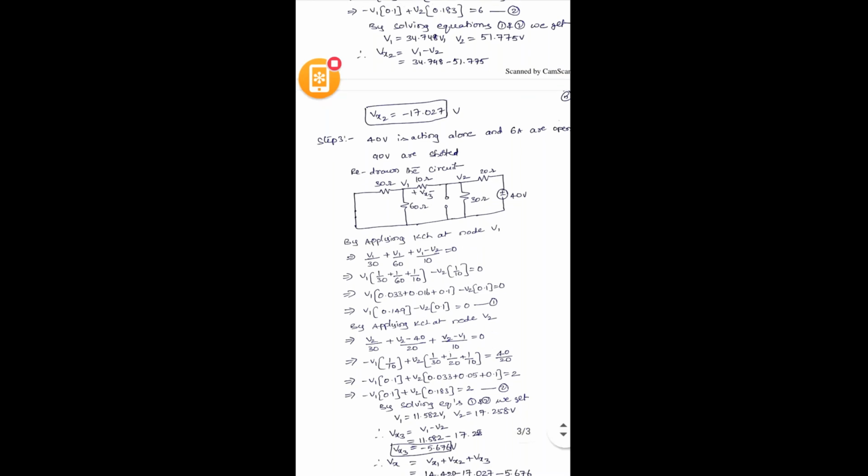By solving equation 1 and 2, we can calculate the Vx3 value, V1 minus V2. The Vx3 value becomes minus 5.676 volts. Now we calculate the total voltage by adding the three voltages: Vx1 plus Vx2 plus Vx3 equals Vx. Finally, the Vx value becomes minus 8.283 volts.